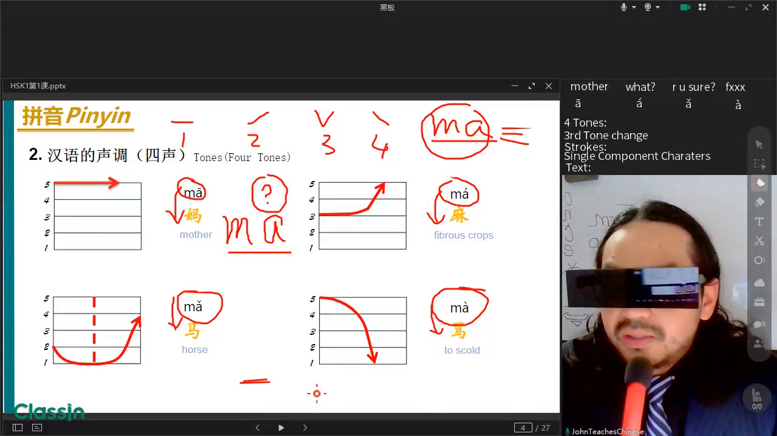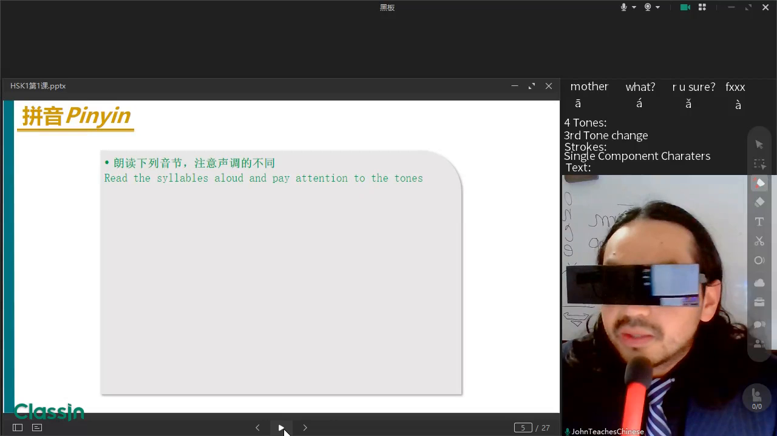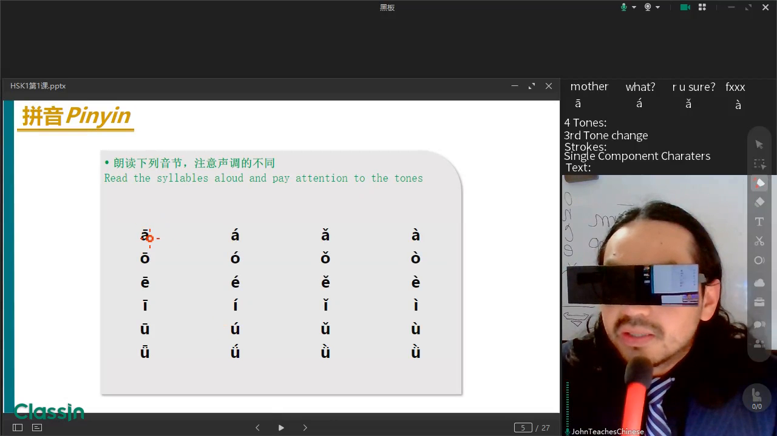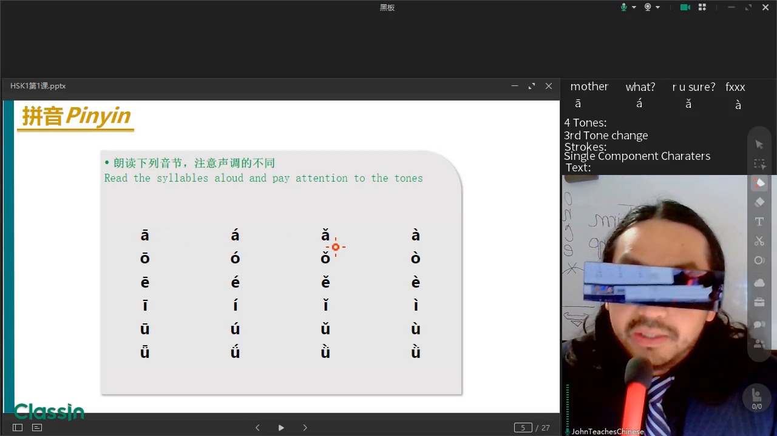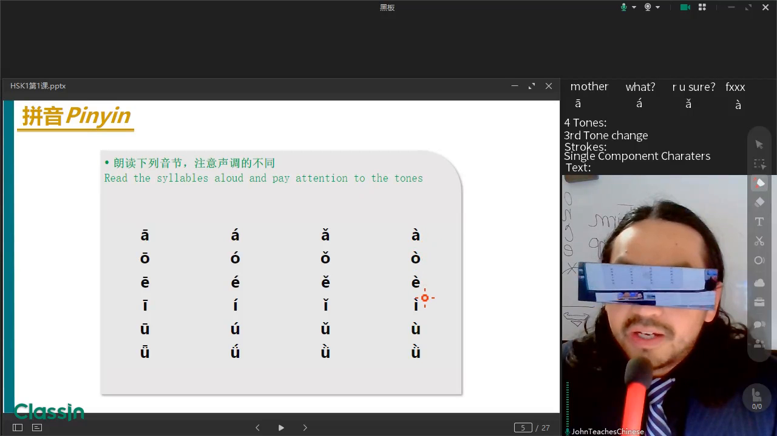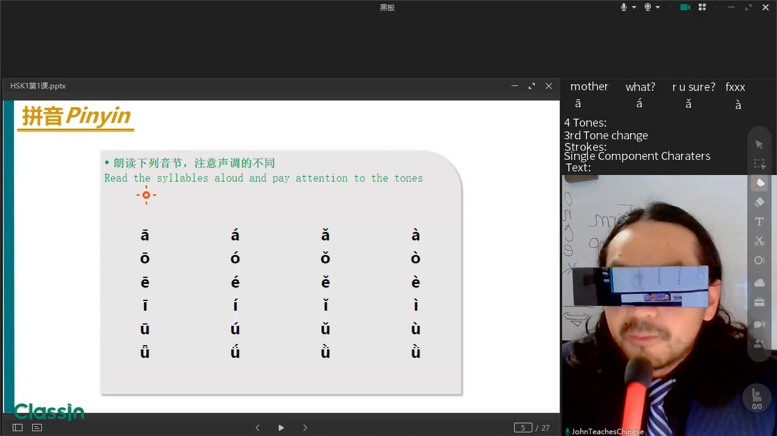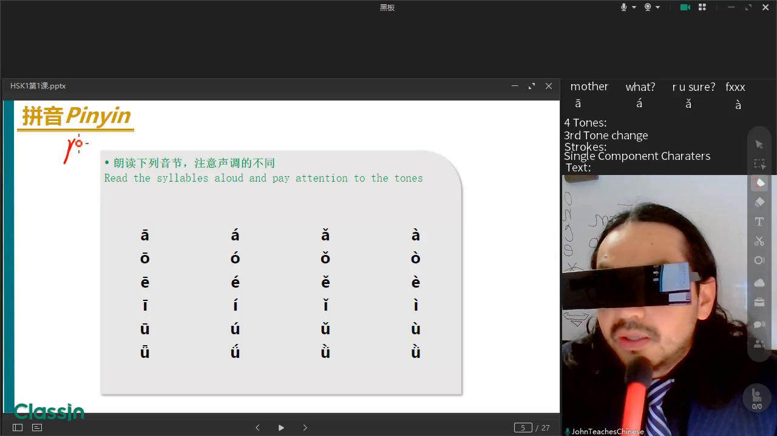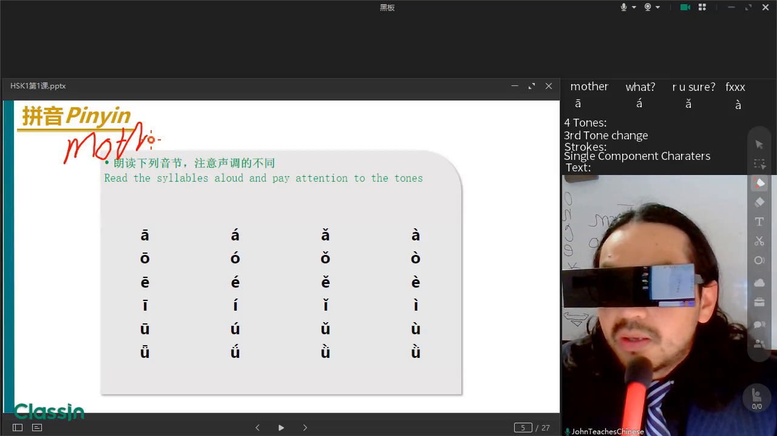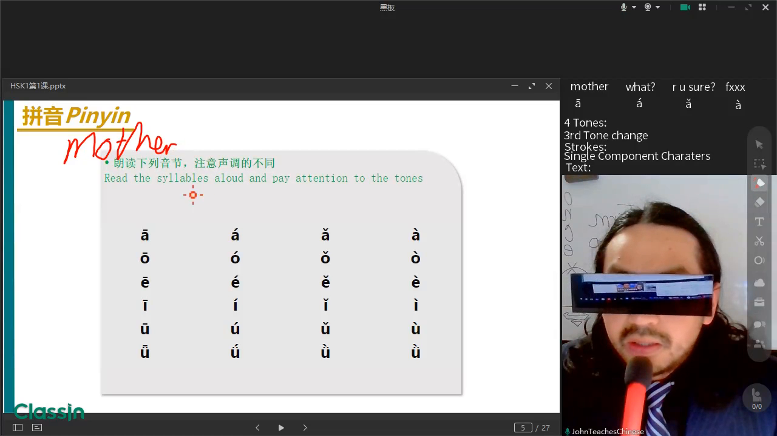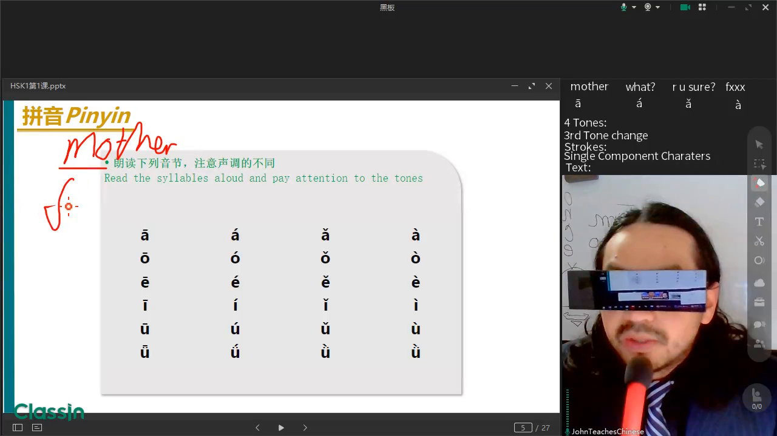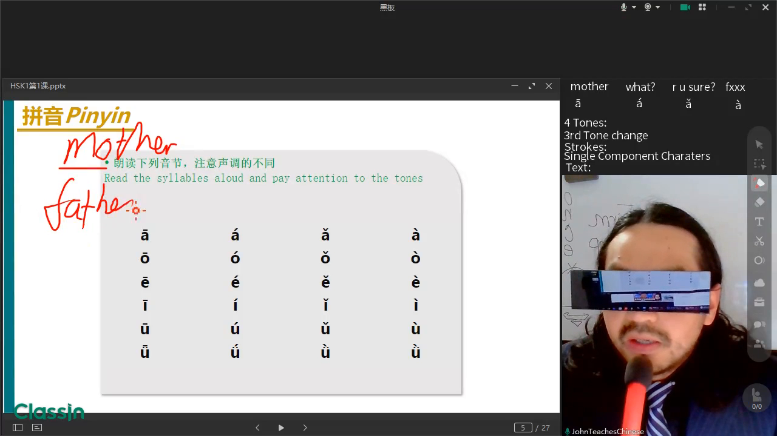But from now, I will give you a guide. Here are the single finals, not five, six. So the first one, I read it again. Let's go with it first. Can you read the word mother? Or you can read the word father. I think all of you can read it.